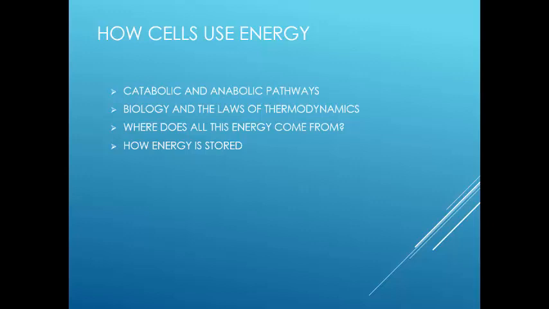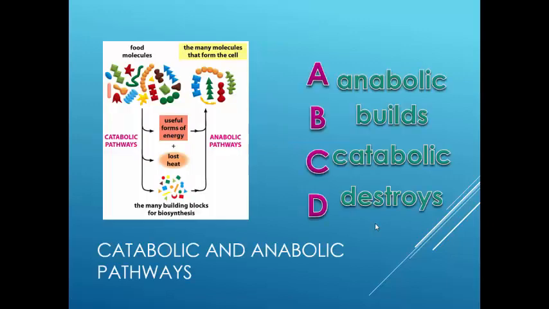Let's start our discussion of Chapter 3 with how cells use energy. And under this topic, we're going to talk about catabolic and anabolic pathways, biology and the laws of thermodynamics, where does all this energy come from, and how energy is stored. Cells are always completing both anabolic and catabolic pathways.